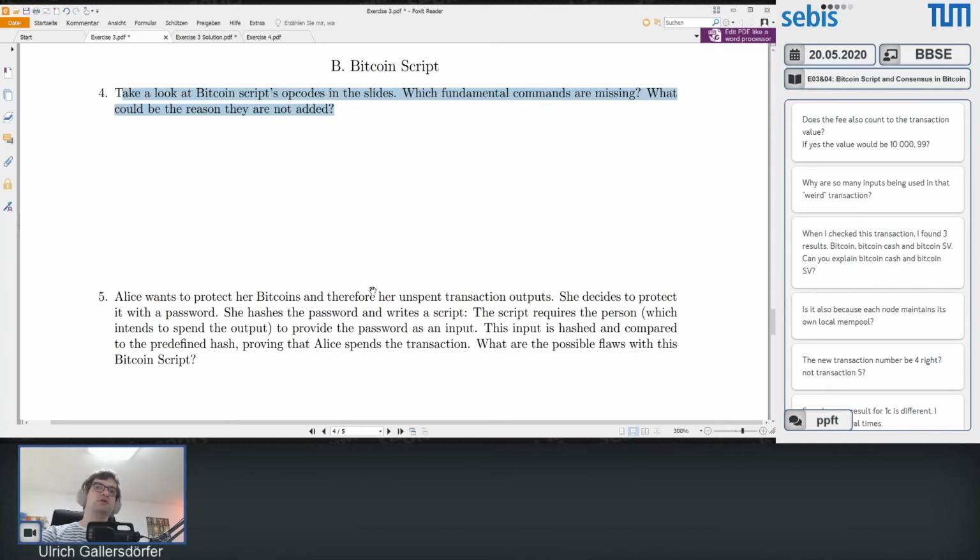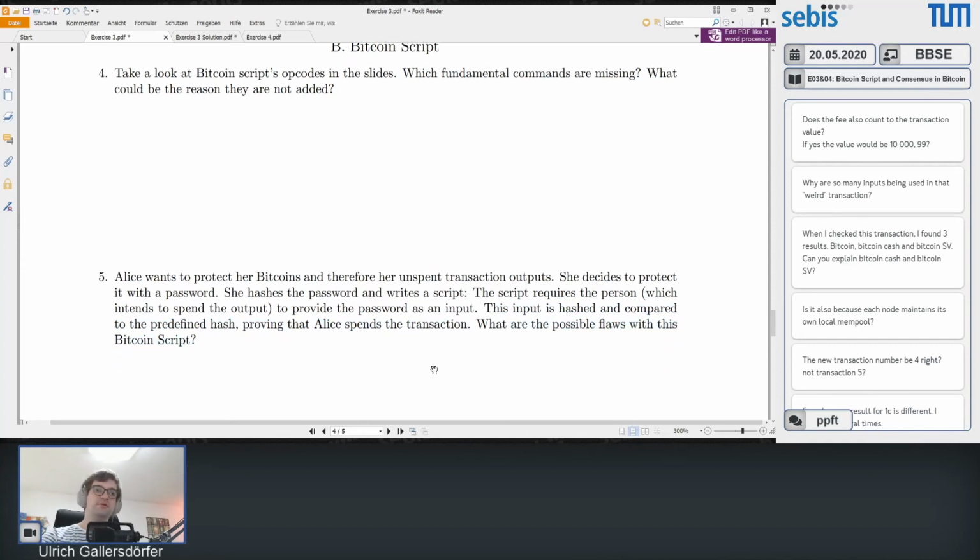Alice wants to protect her Bitcoins and therefore her unspent transaction outputs. She decides to protect them with a password. She hashes the password and writes a script. The script requires the person who intends to spend the output to provide the password as an input. This person is obviously herself, because she wants to secure it and spend it later on. This input is hashed and compared to the predefined hash, proving that Alice spends the transactions. What are possible flaws with this Bitcoin script?